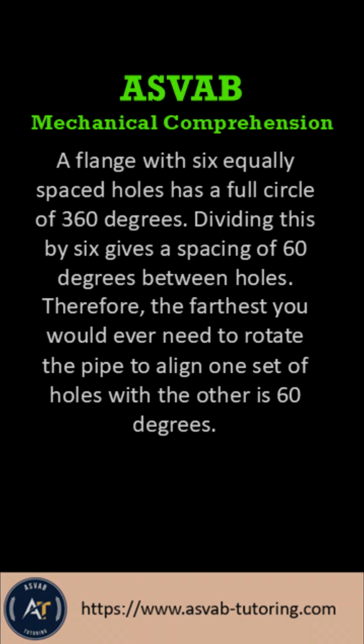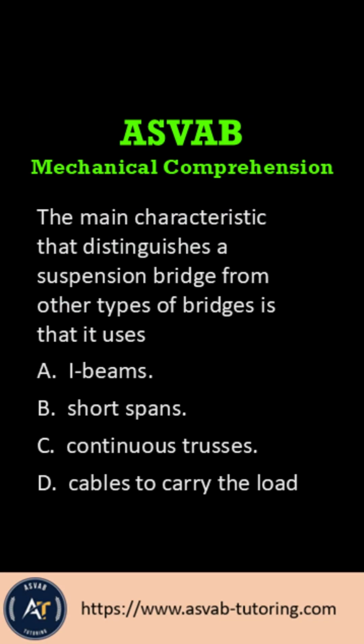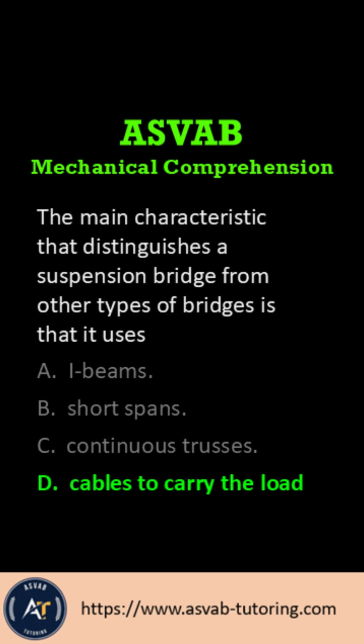The main characteristic that distinguishes a suspension bridge from other types of bridges is that it uses A. I-beams. B. Short spans. C. Continuous trusses. D. Cables to carry the load. The correct answer is D.